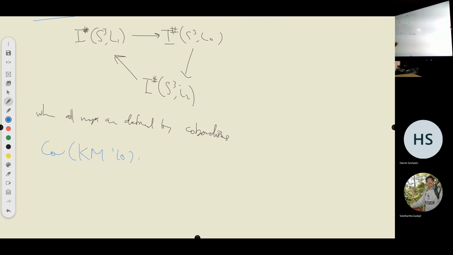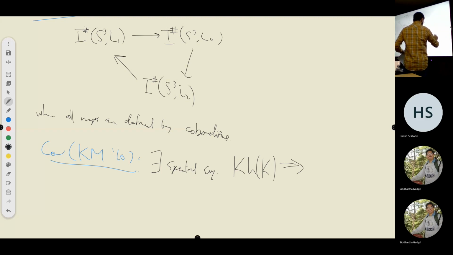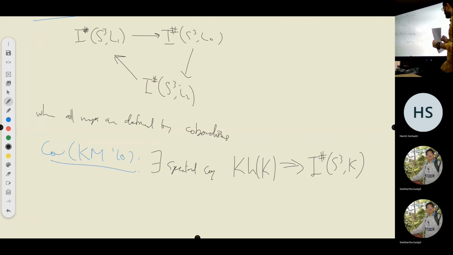In the same paper, a corollary is that there exists a spectral sequence from Khovanov homology that abuts to my K. And in their original paper, they have a slightly different version called the reduced Khovanov homology, and they use the natural version of instanton homology over here, like the sharp thing, not the sharp, the musical thing called natural.